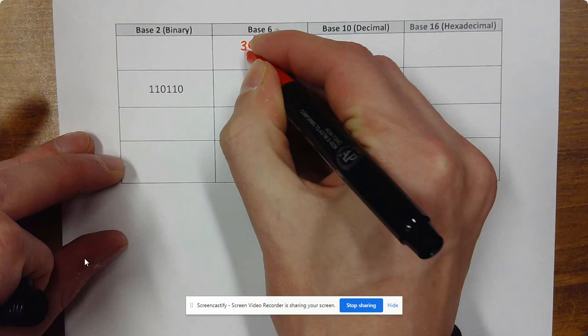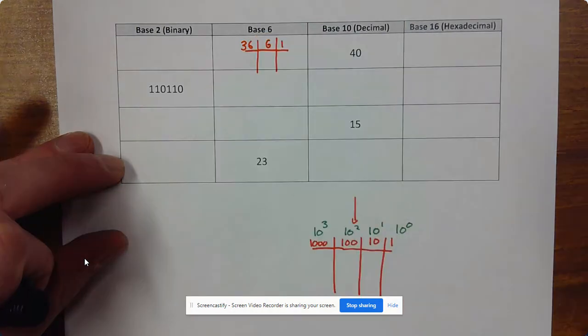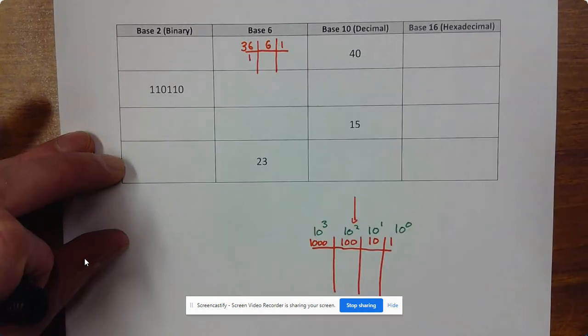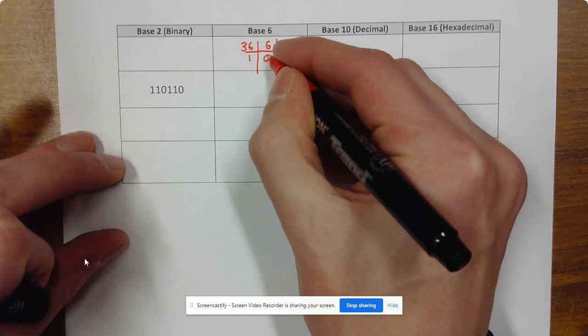So if I needed, my next column would be the 216 column, because that would be 6 to the power of 3. So the number 40, how many 36s or 6s or 1s fit into 40? Well, I would have 1 in my 36 column. So there's 1 36. Then I still have 4 left over. So that's 0 6s, and it's 4 1s.